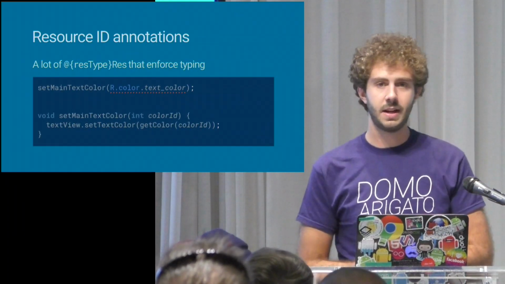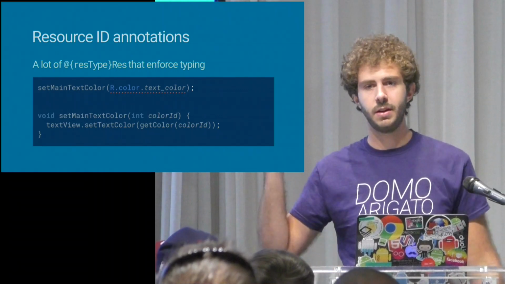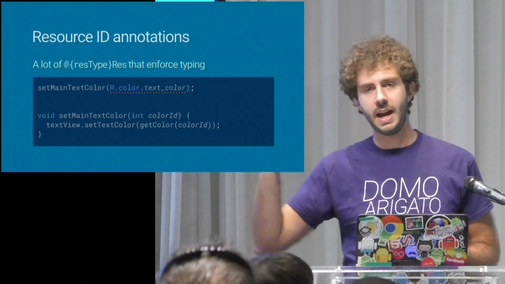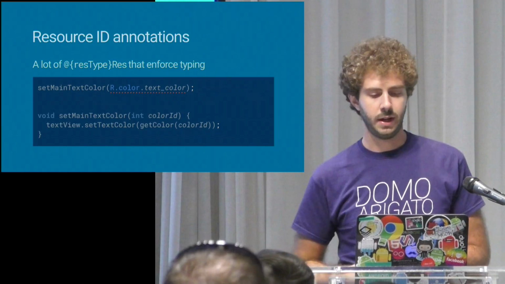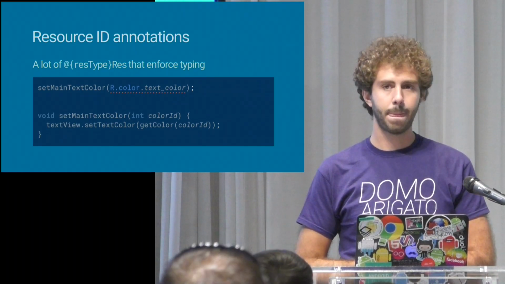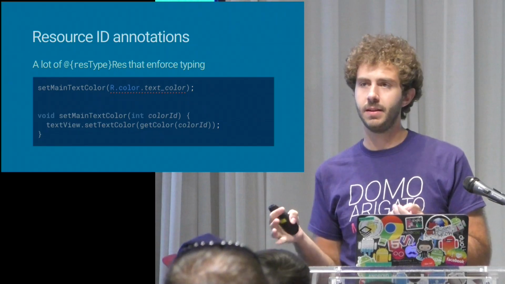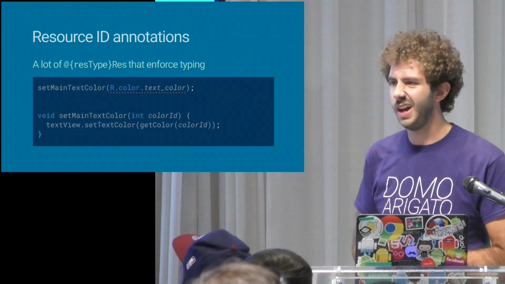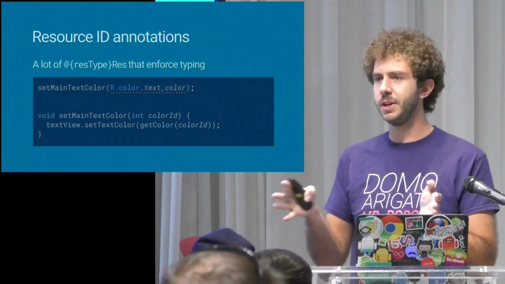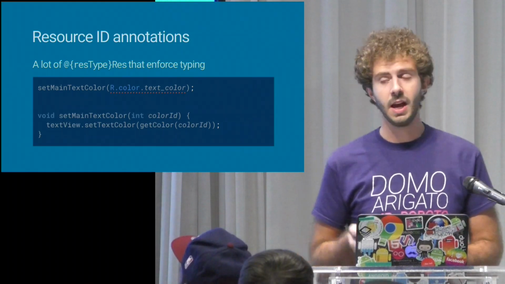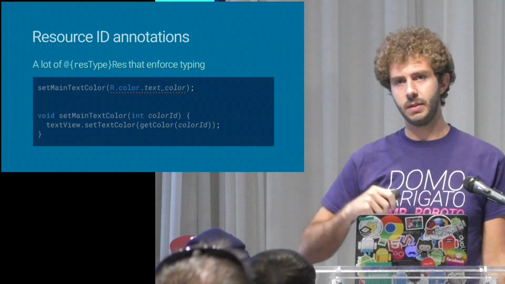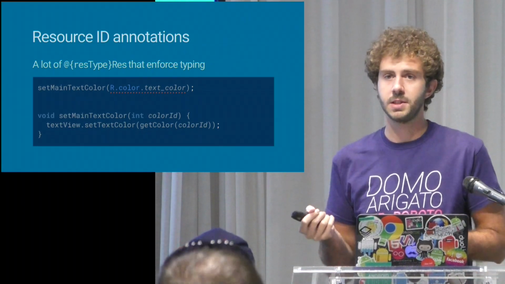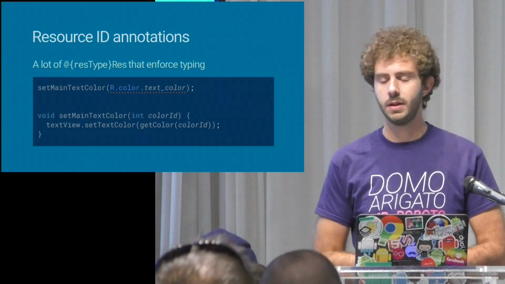Moving on, the next type of annotation is the resource ID annotations. There's actually a bunch of them. Basically, any resource type has got its own annotation. Why? As I said before, if you remember, one of the quotes was, I have no idea, this is just a simple int, I have no idea what I'm actually supposed to be passing in. And the worst case is when you're trying to deal with colors, because colors are integers themselves.